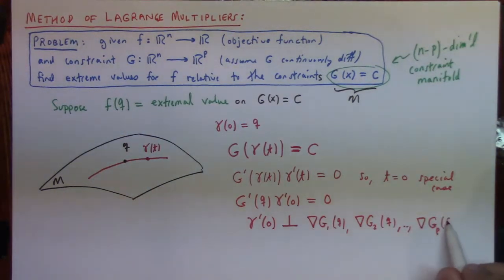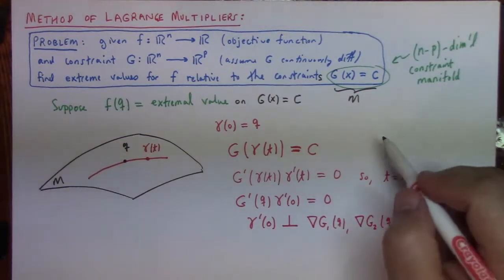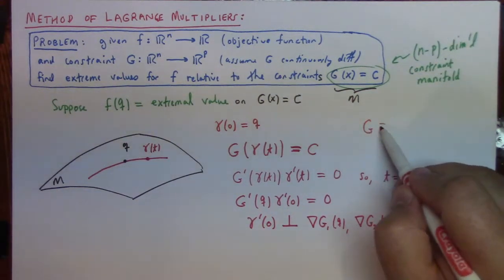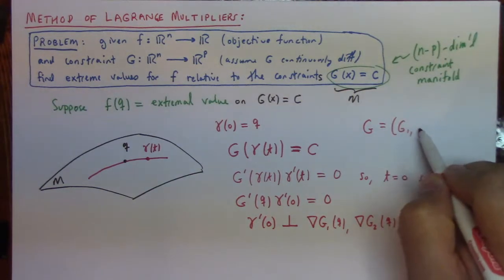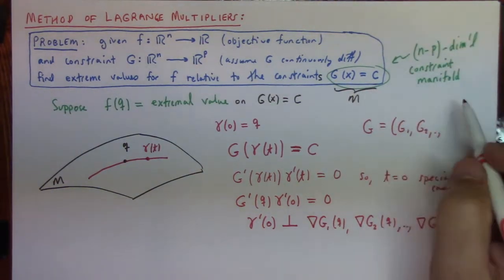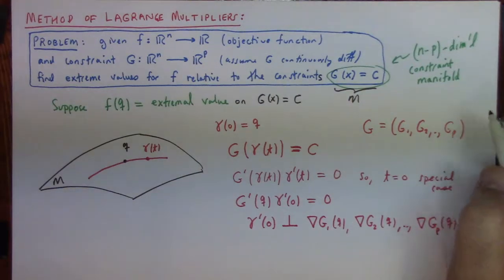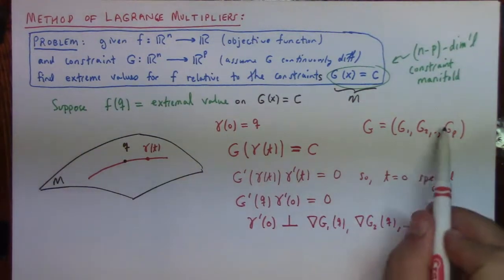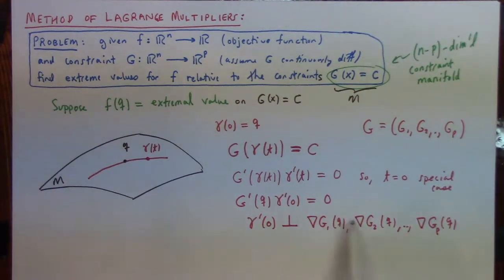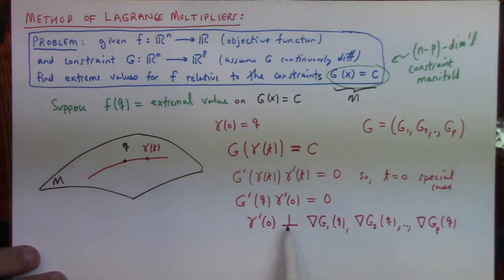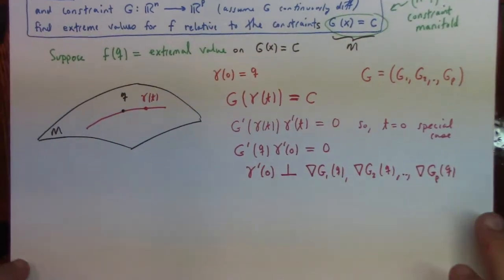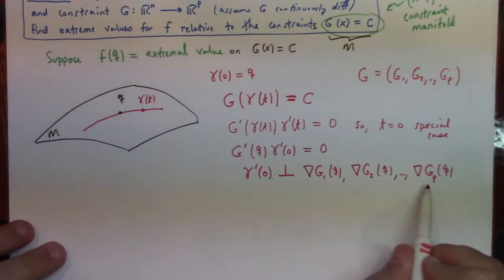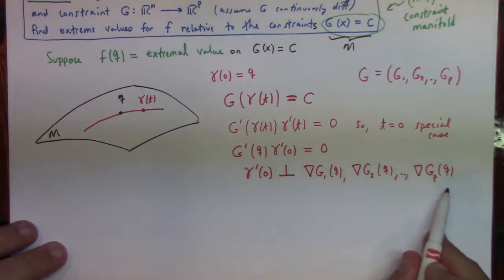So here I'm introducing that we can write g in terms of its component functions: g1, g2, and there are p of them. To have this equation is to say that the gradient of the first one dotted with that is 0, the gradient of the second one dotted with that is 0. This just goes back to the definition of the Jacobian matrix. So gamma prime of 0 is perpendicular to all those.